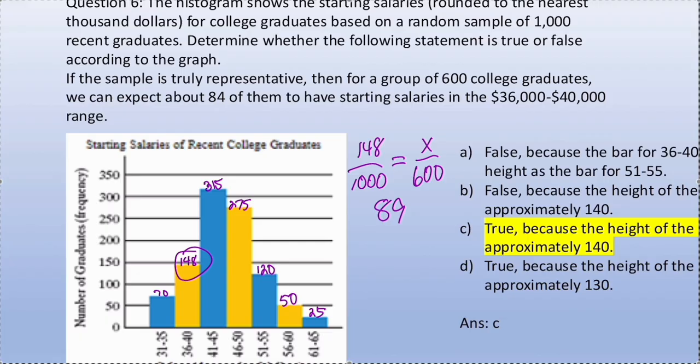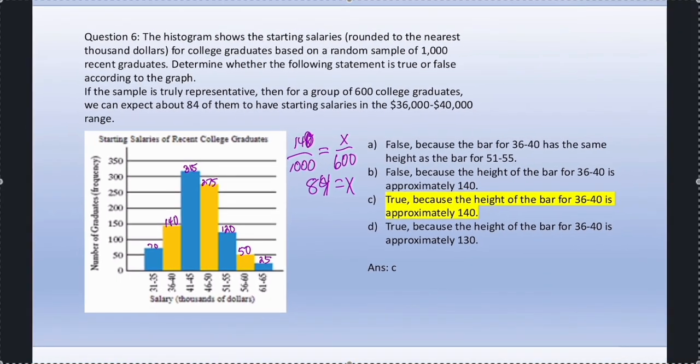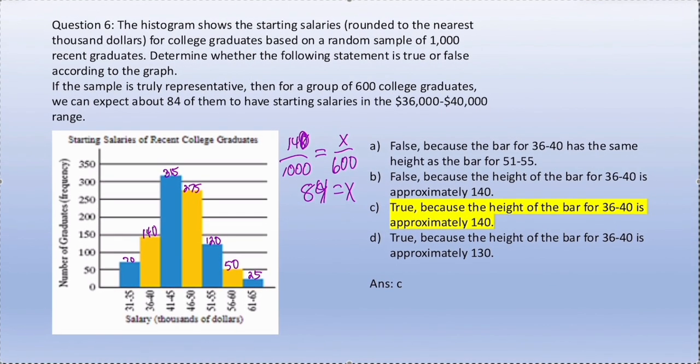And I believe, yes, it's true because the height is approximately 140. So that answer would be true, not false. So if we change it to 140, you do get exactly the 84 they're talking about. Now, again, I thought it was almost closer to 150, but we still got something very close to that 84. So yeah, it's true.